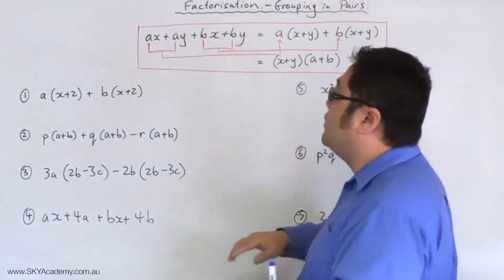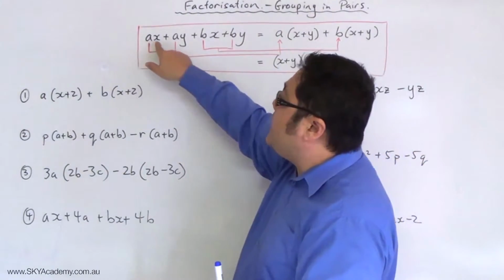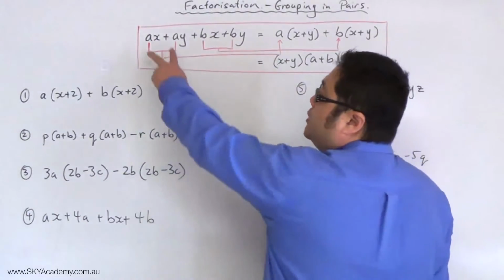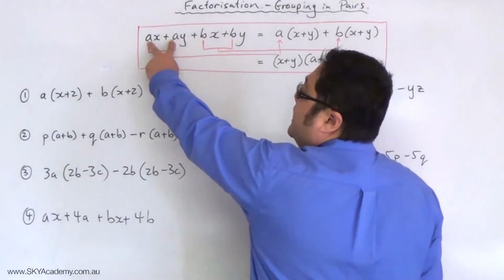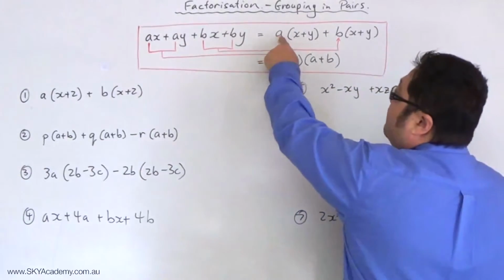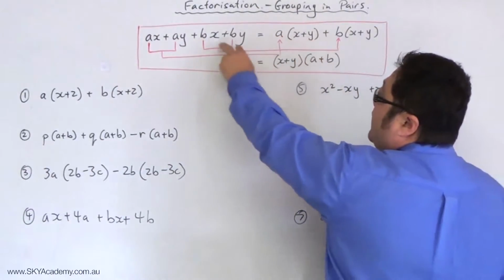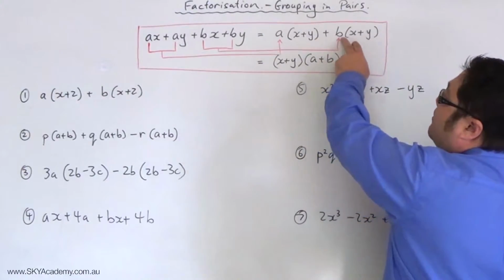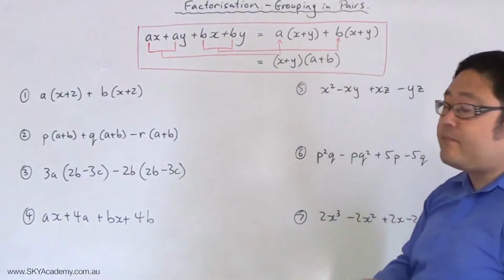Let's have a look at this. If you've got ax plus ay plus bx plus by, what you can do is take the two a's out of the first two terms and you're left with a outside of x plus y, and then you can take the two b's out of the next two terms and you've got b outside of x plus y.